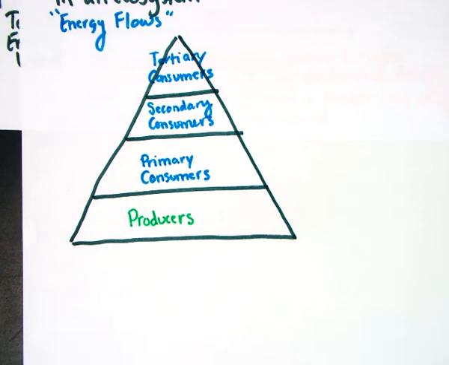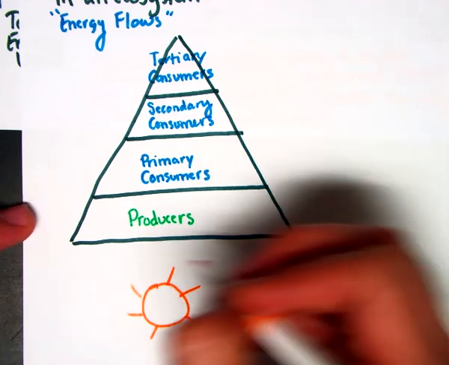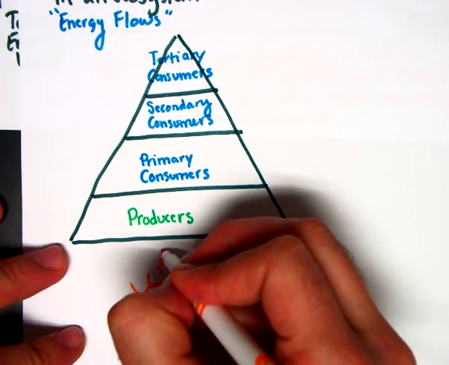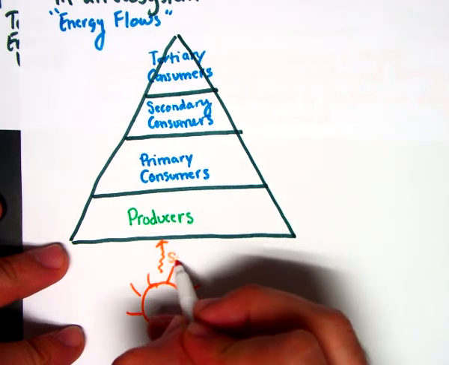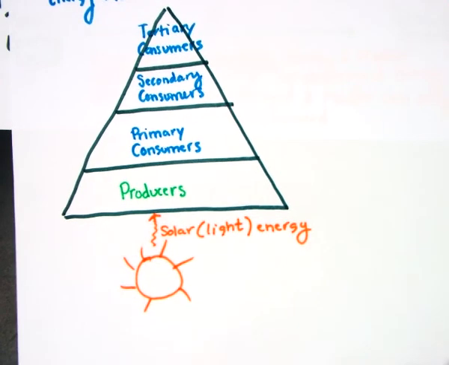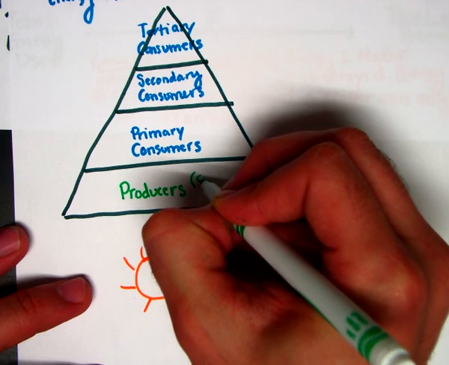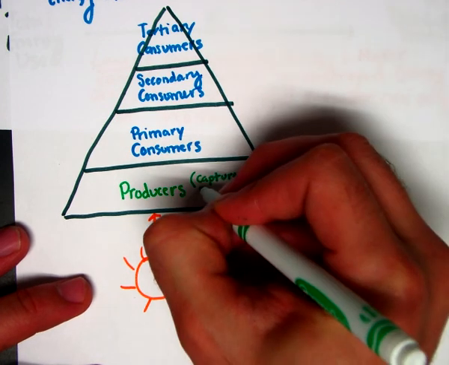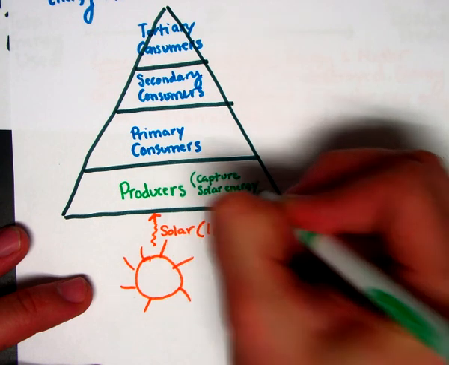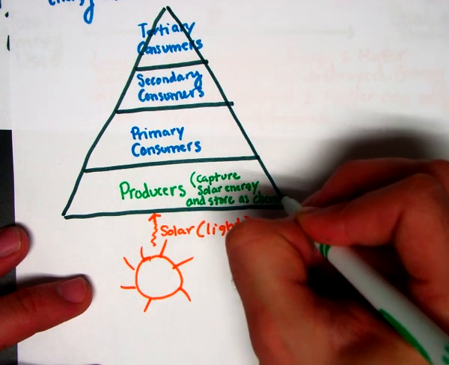So it's known that the source of all the energy that flows through an ecosystem is the sun. And the sun provides solar or light energy to an ecosystem. The purpose of a producer is to capture that solar energy and store it as chemical energy. So producers capture solar energy and store it as chemical energy.